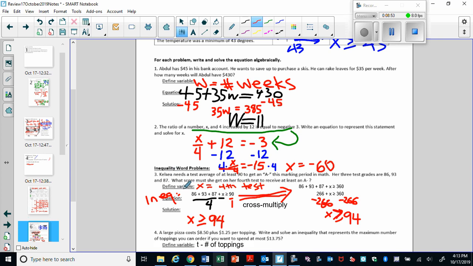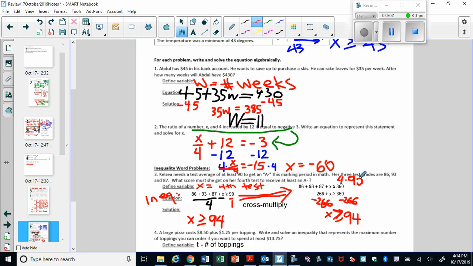Number 3, we did this one together. Set up your average by summing all your quiz values or test values, and divide by the number of quizzes or tests. And then it will be less than or equal to, or in this case, greater than or equal to 90. We can make 90 over 1. And guess what? We have a proportion. We cross multiply. So basically 4 times 90. That's how we get to 360.